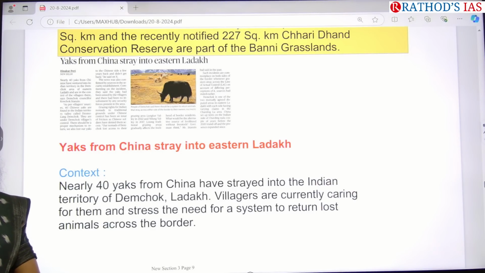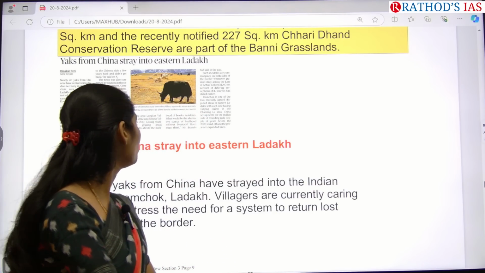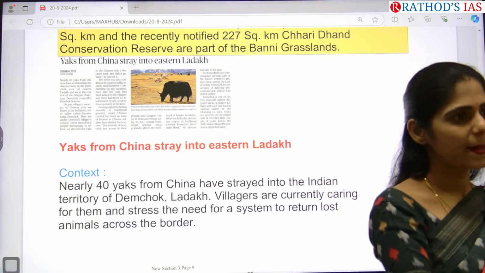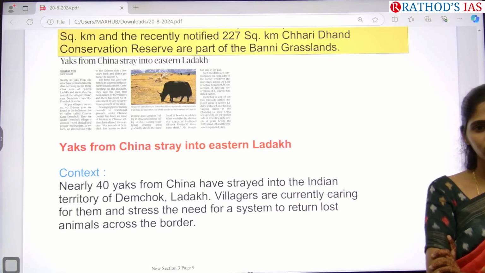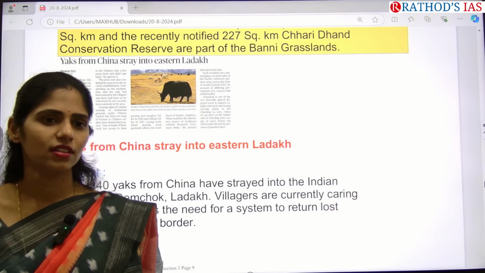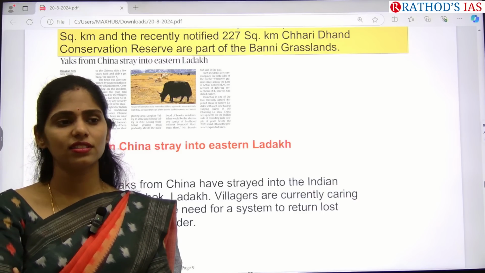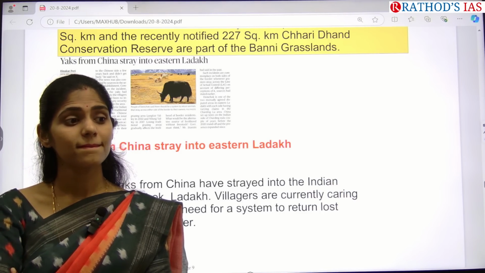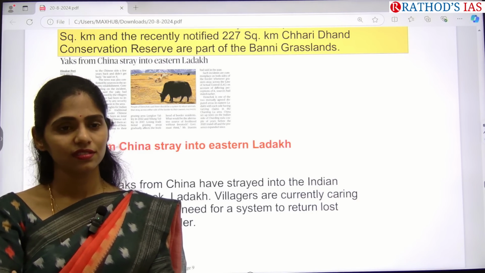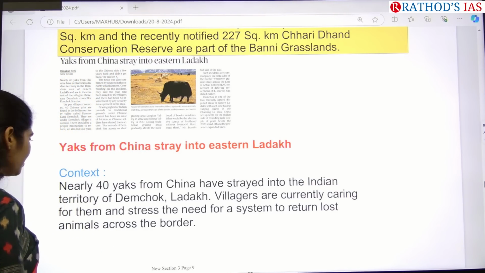And see this article. So yak, have you seen this yak anywhere? Yes? Okay. Yak from China stray into eastern Ladakh. So what is this article saying about? Only migration of animals, online students? Please give me your comments. Is it about animal migration? So Ladakh, what is happening in Ladakh? Yeah, infiltration of? So where are they coming from? Which country? Okay, China. So let me draw the map.